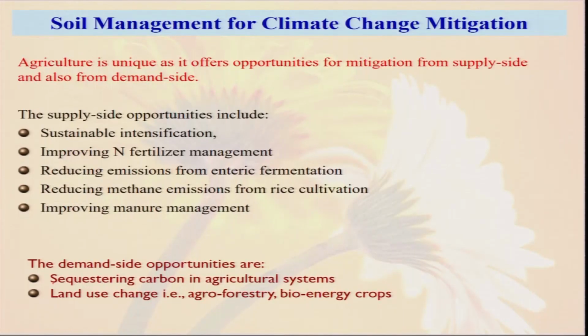And also if we see the demand side opportunities, one thing is sequestering carbon in the agriculture system. How we can sequester carbon back to the soil, so that it also helps to reduce the carbon dioxide concentration which is already present in the atmosphere into the soil. And also how the land use can change. Instead of growing only monocropping of cereal based cropping system, how we can grow different types of crops, crop diversification, crop rotation, and also agroforestry.